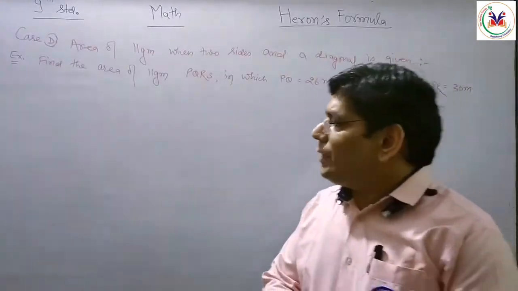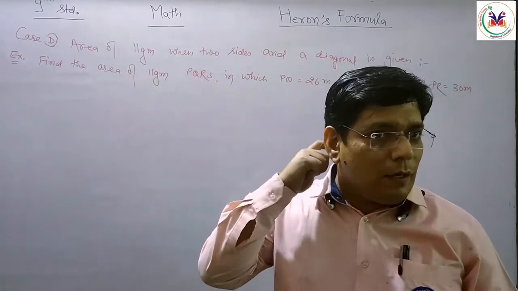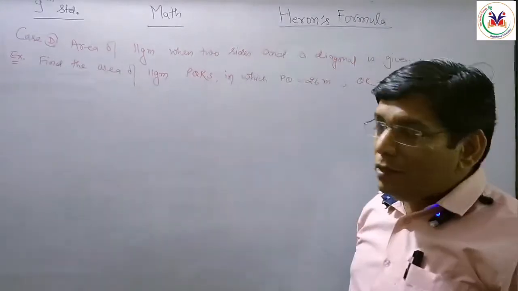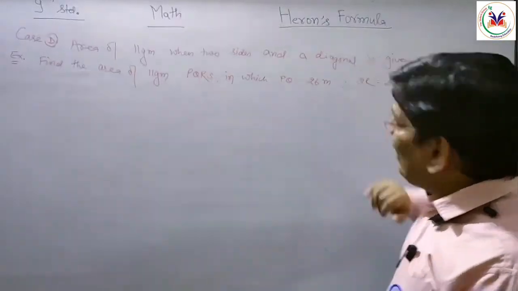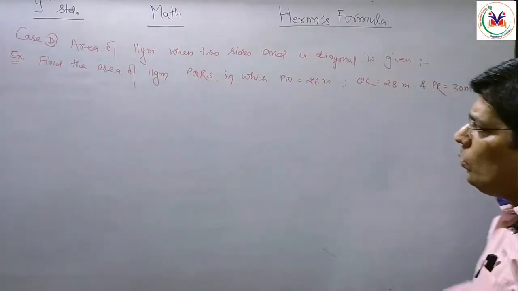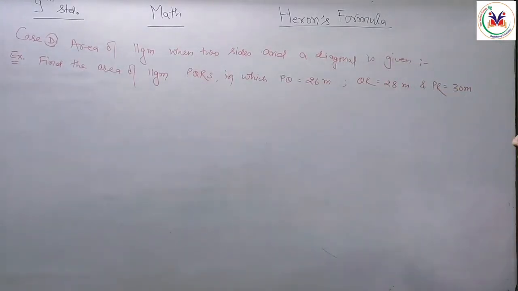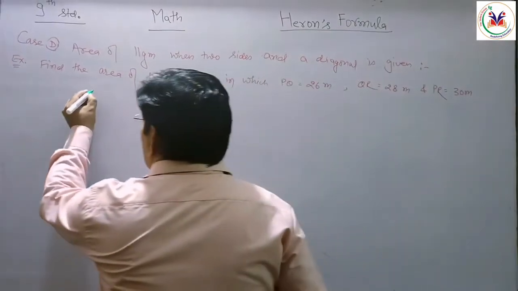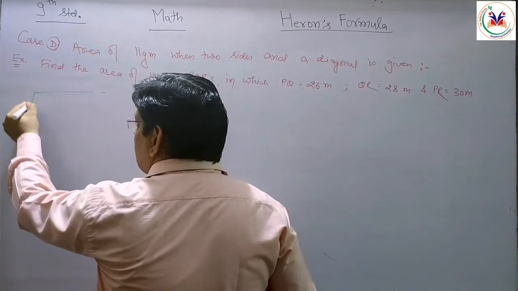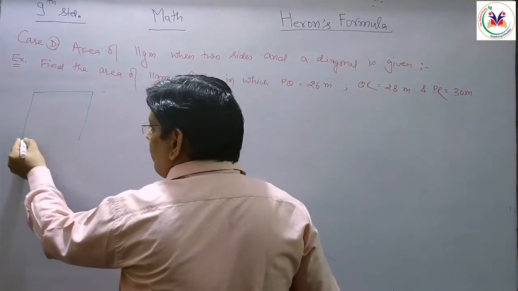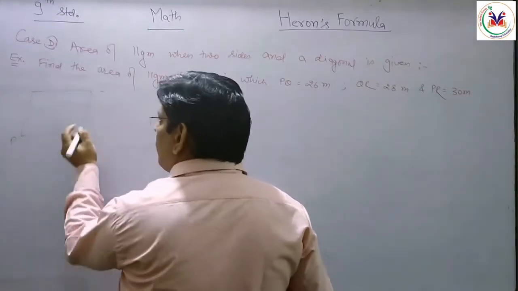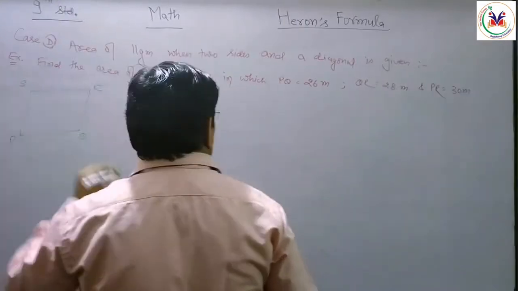Now we are at just the end of this cases. In this cases you have to calculate the area of parallelogram in which two sides and a diagonal is given. Just for example, find the area of parallelogram PQRS. PQ 26 centimeter, QR 28. So first of all we have to consider the rough diagram of parallelogram, that is P, Q, R and S.